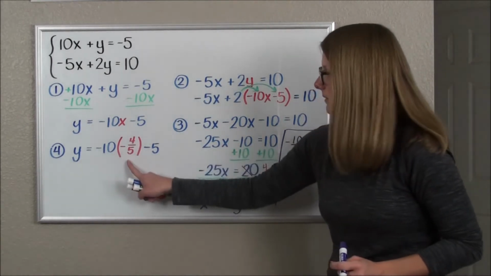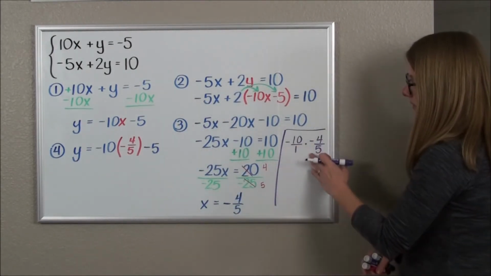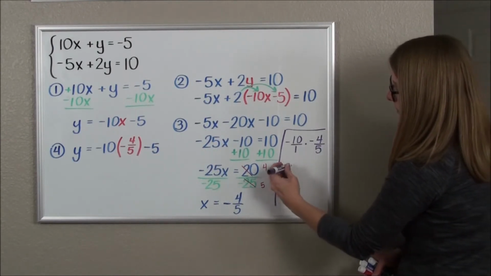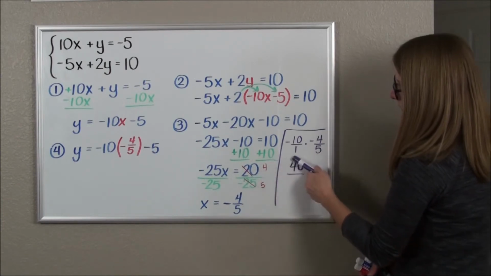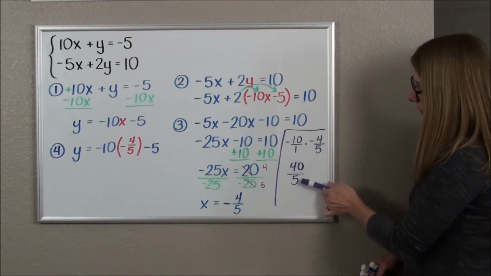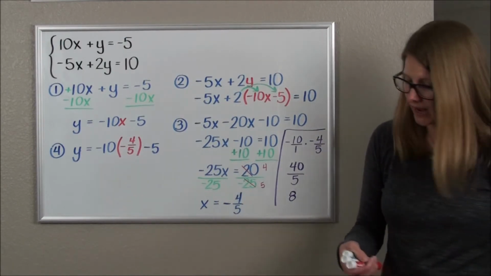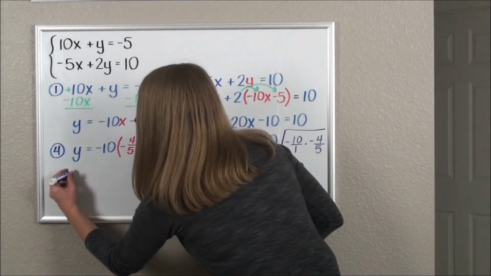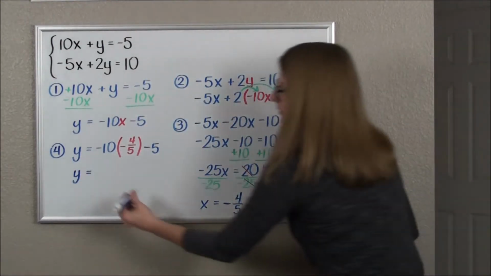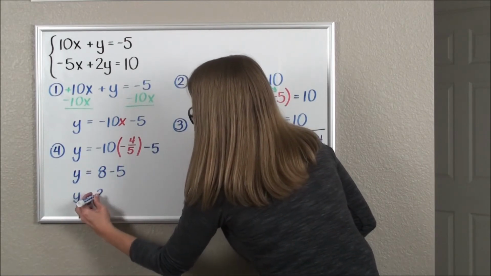So negative 10 times negative 4/5, we're going to write it as negative 10 over 1 times negative 4/5. Negative times negative is going to be positive. And we multiply fractions straight across. Up top, 10 times 4 is going to give me 40. On bottom, 1 times 5 is going to give me 5. Again, negative times negative is positive. And now 40 divided by 5 gives me a perfect 8. So even though I had a fraction for x, it turns out that I'm going to have a whole number here. So negative 10 times negative 4/5 we said was positive 8. 8 minus 5 will give us 3.